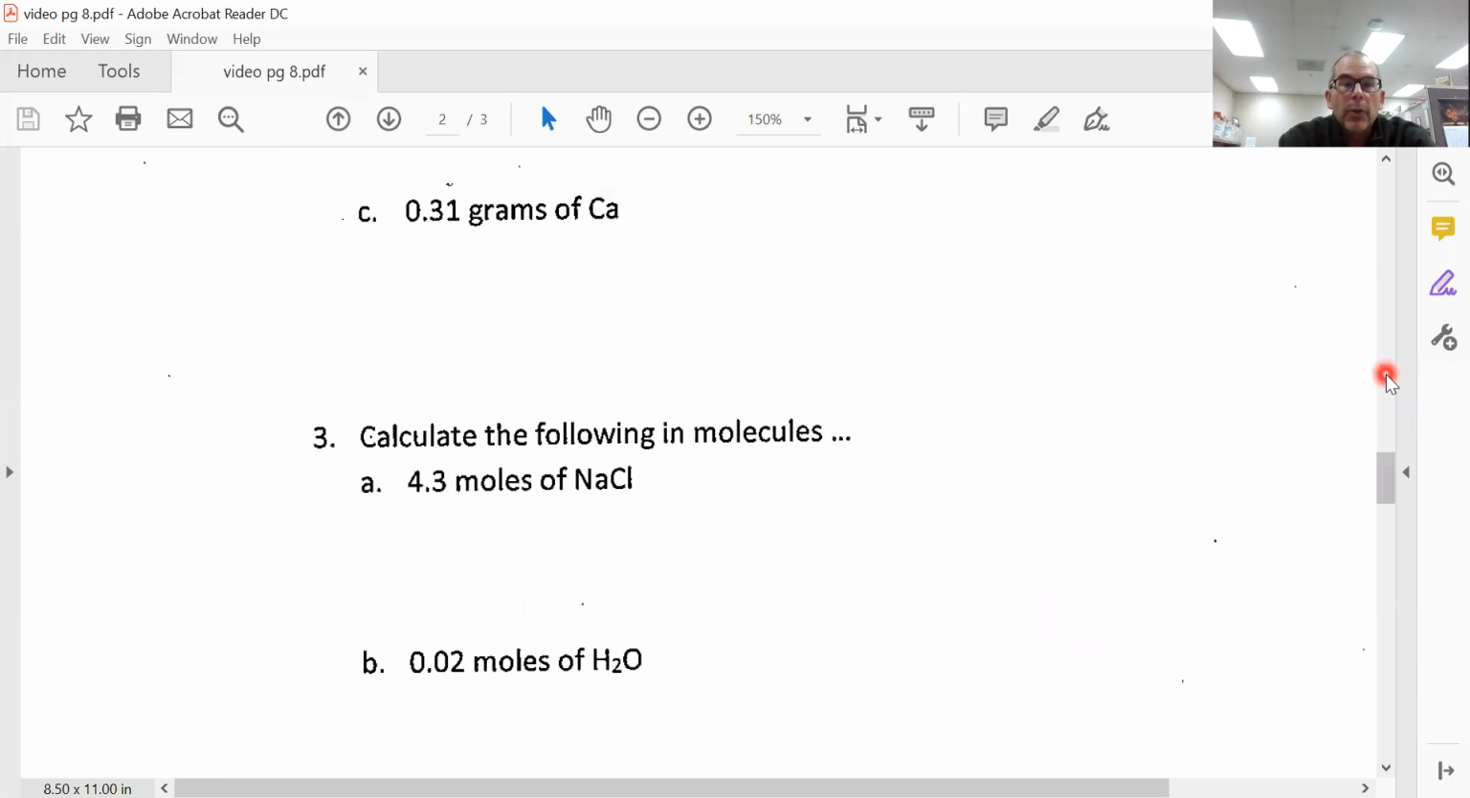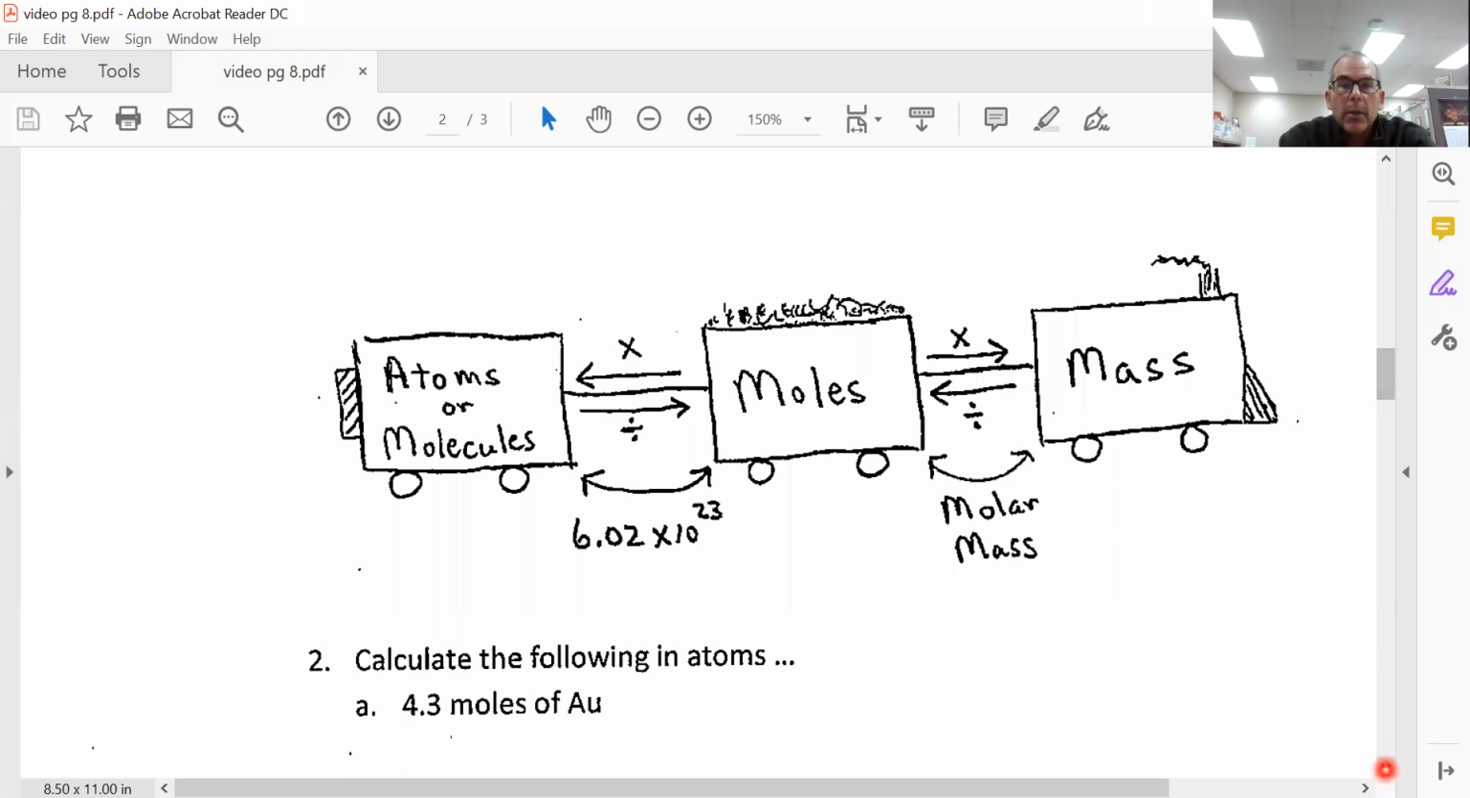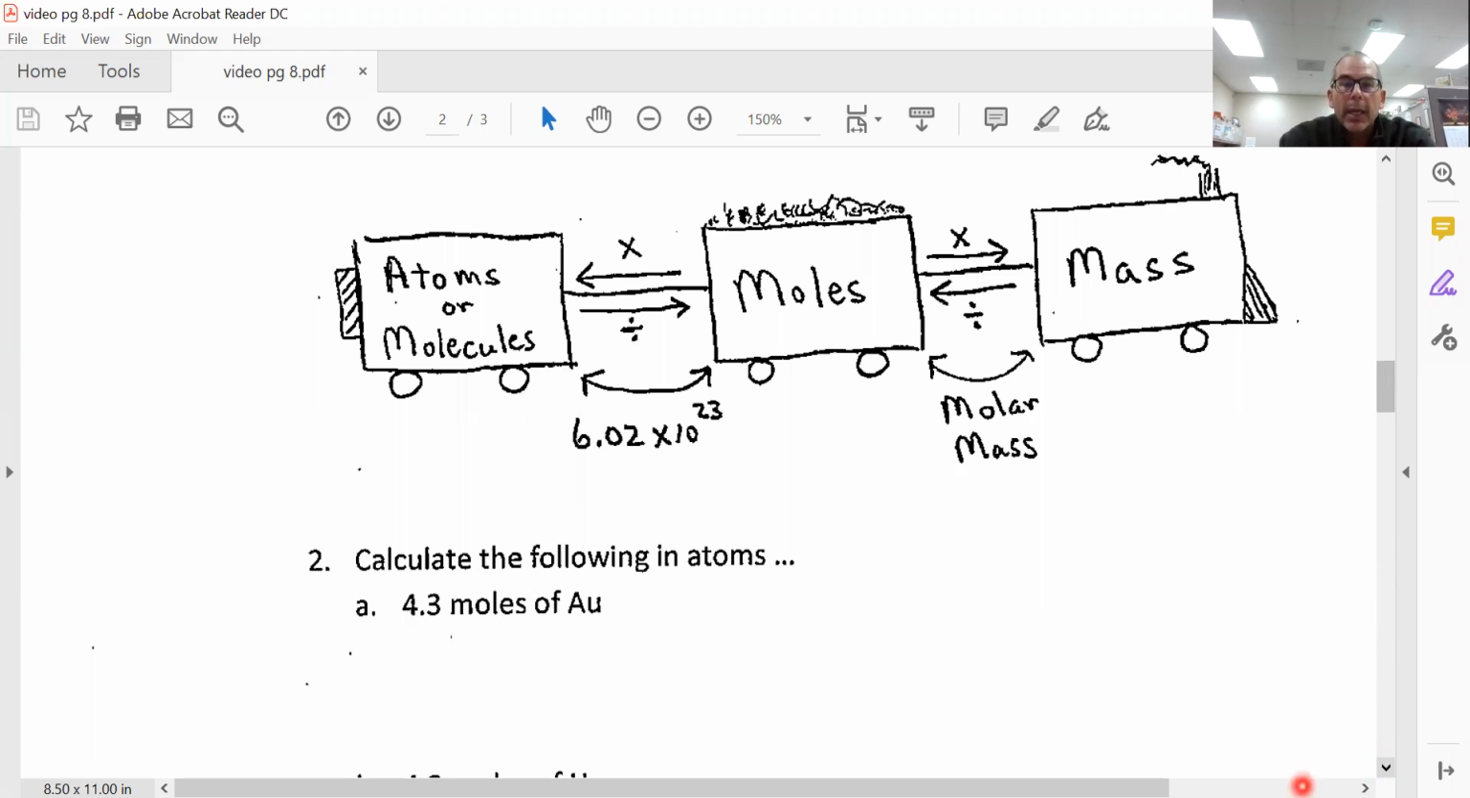Scrolling a little far here, I think we got a mole train, and it says calculate the following in atoms. Now let's look at where we're starting and where we're trying to go. It says we have 4.3 moles, so that's where we're starting again. But this time we're trying to find atoms, which means we're going this way, and this is going to be our unknown.